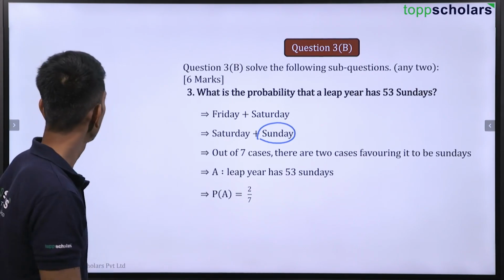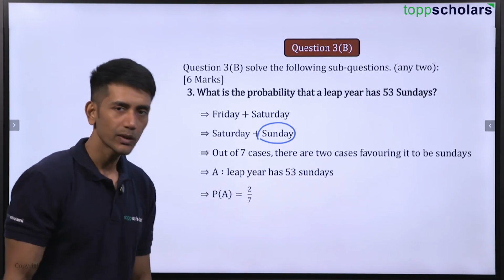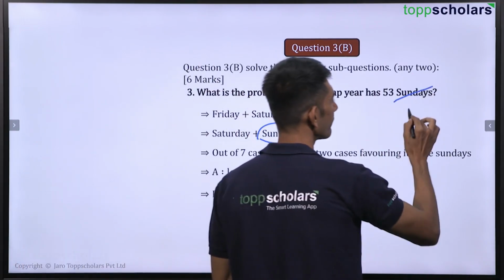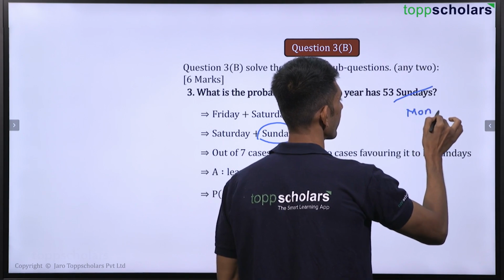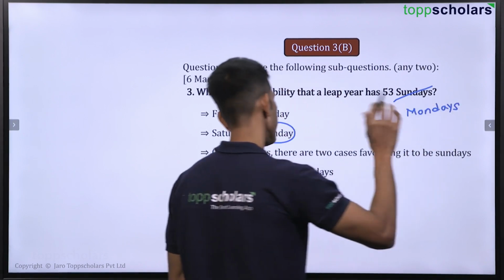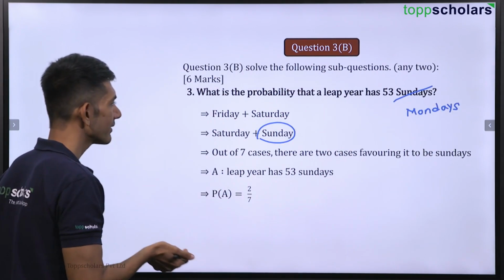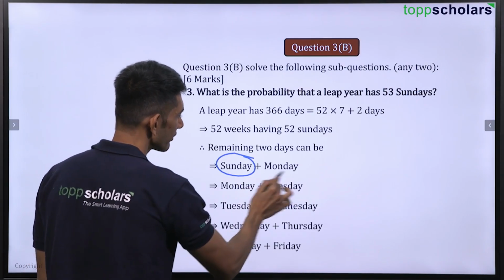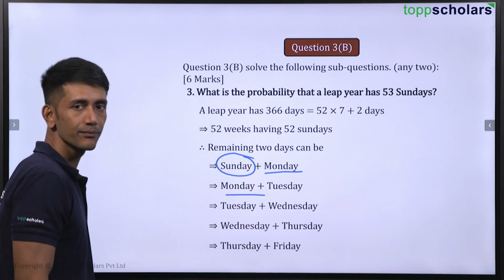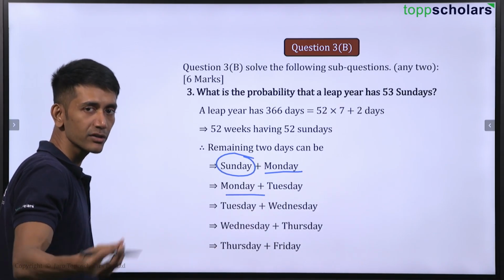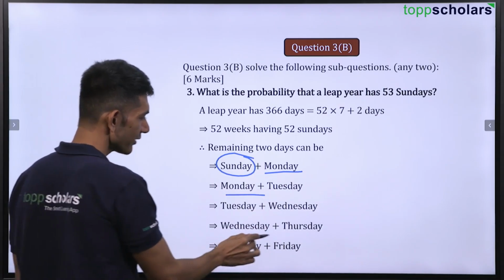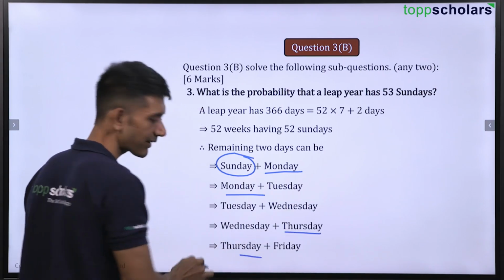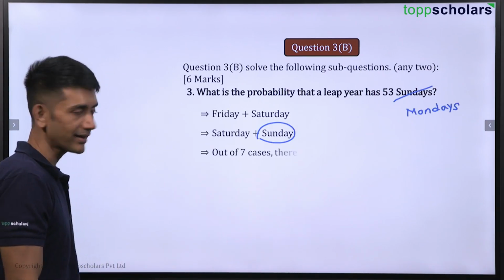Easy. Perfect. Even if they twist the question and ask you the possibility of getting 53 Mondays, the answer remains the same. 2 by 7. Because even if you see Monday, Monday will have 2 combinations: Sunday, Monday or Monday, Tuesday. Correct. If they ask you for Thursday, again 2: Wednesday, Thursday or Thursday, Friday. Correct. Okay.